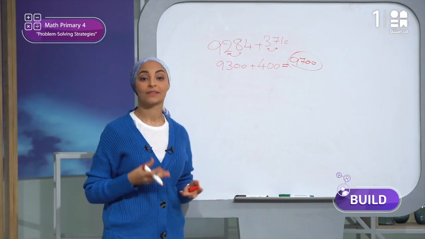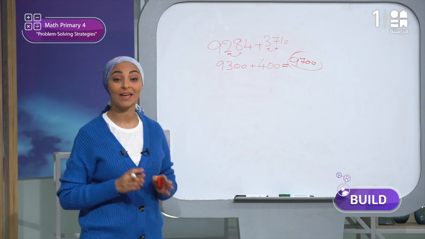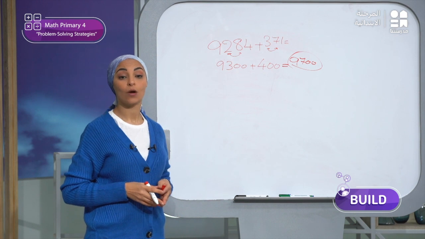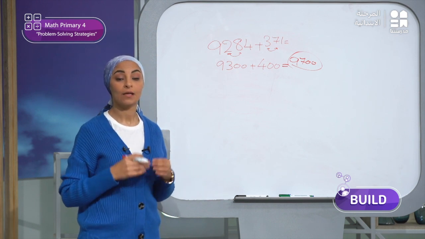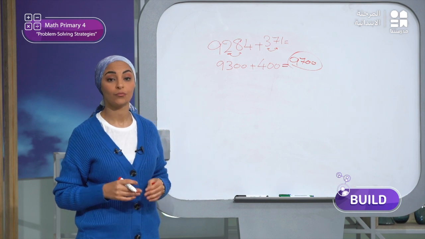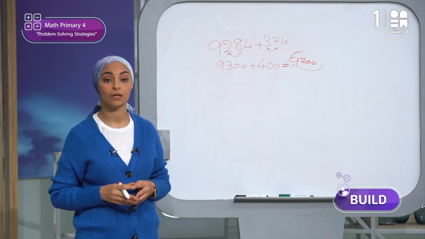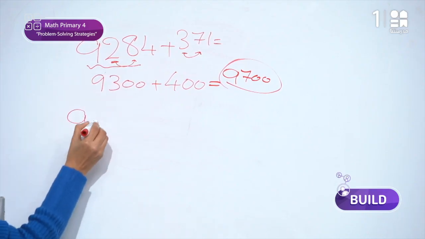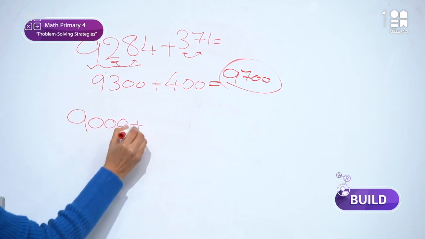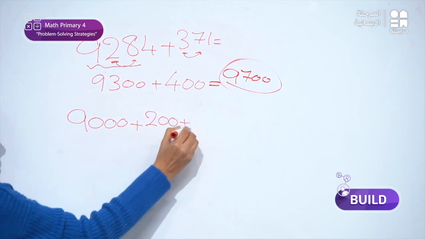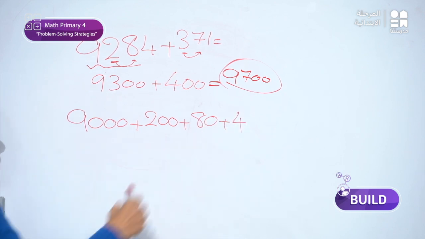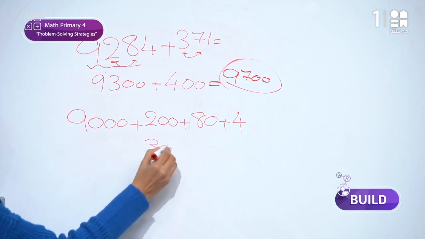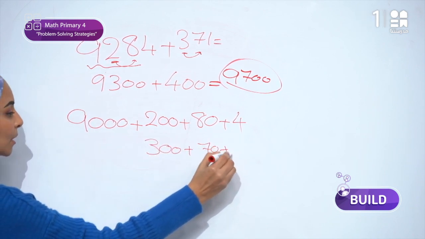And now, let's add the two numbers together using the break up and bridge strategy. So, we'll decompose each number. Can you remember? I will decompose each number and add the 1000 with the 1000, 100 with the 100, tens with the tens, and ones with the ones. Let's do it together. I will start with the first number. I will decompose it into 9000 plus 200 plus 80 plus 4. Then I will decompose the second number, which will be 300 plus 70 plus 1.